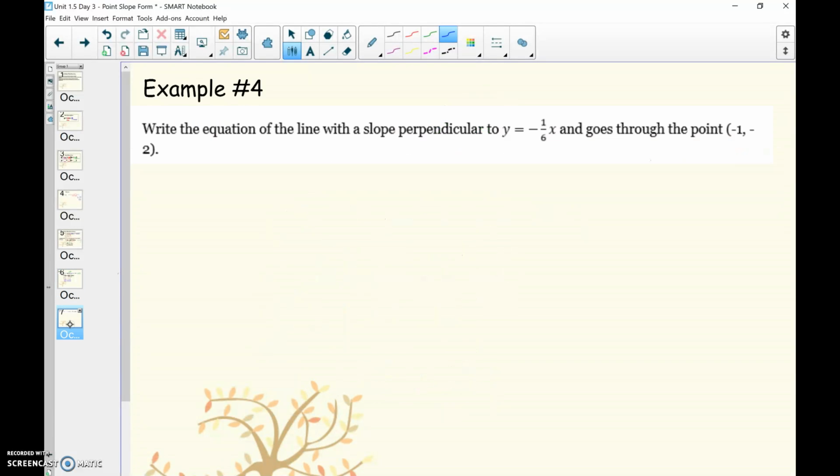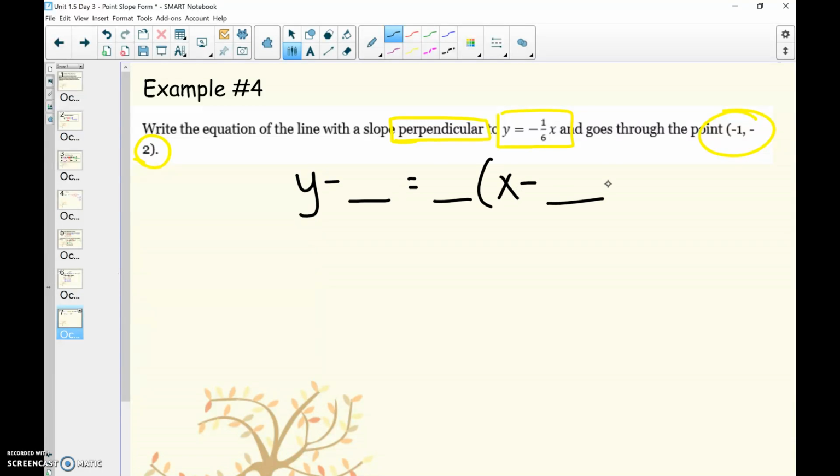The last example is going to be really kind of tricky. This time we've got a perpendicular slope. They do give us the equation, and they give us the point that it goes with, so I already know that. No skeleton equation written for you, so you got to write it out yourself. Y minus blank equals blank times x minus blank. All right. So I'm going to walk you through how to find the perpendicular slope, and then I want you to try and solve it on your own, and I will show you, but I won't go through it.